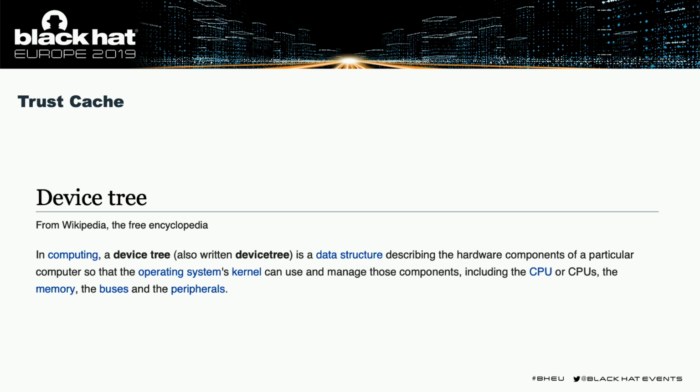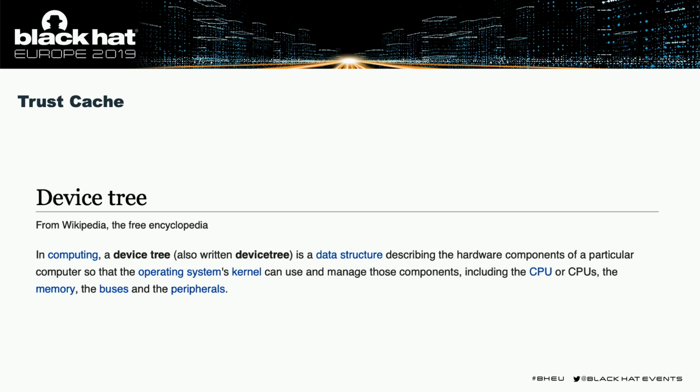So what is a device tree? A device tree lets the bootloader tell the kernel what hardware devices are attached to the host and the specifications of these devices. In addition, it enables the bootloader to pass to the kernel other pieces of information, such as the location in memory of the static trust cache.